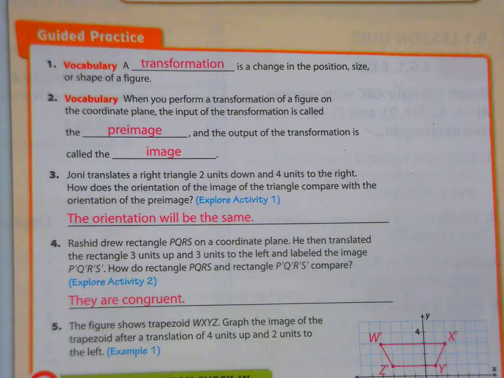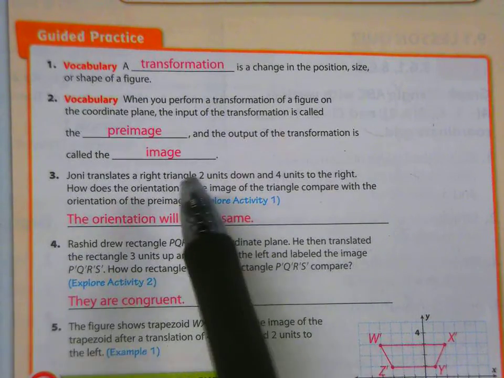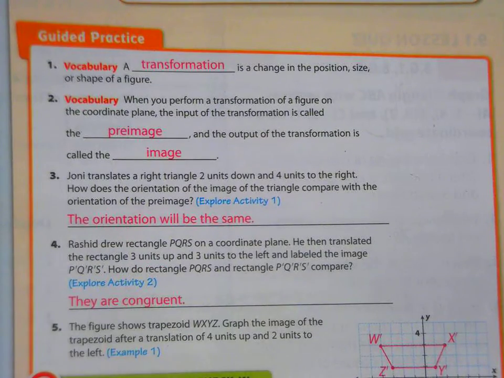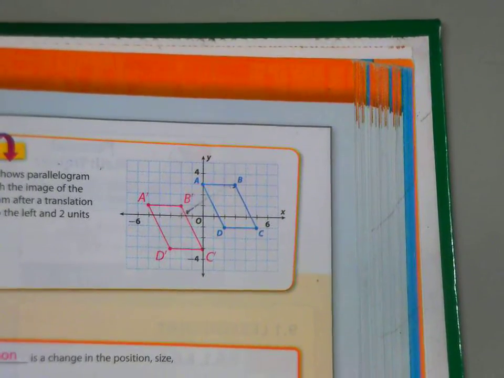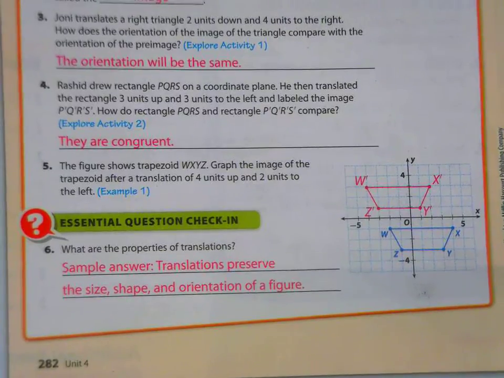Number two, when you perform a transformation on a figure on a coordinate plane, the input of the transformation is called the pre-image, and the output, or the one that you're about to draw or create yourself, is the image. So the pre-image is first, the image is the one that we're making. Number three talks about orientation, and for right now, all you need to know is that orientation means, has it been turned? And you remember these things, nothing in these has been turned. It's just been slid around. Nothing is turning.